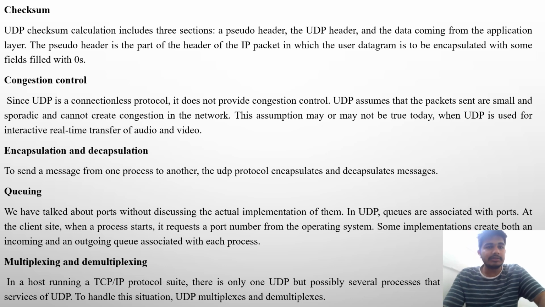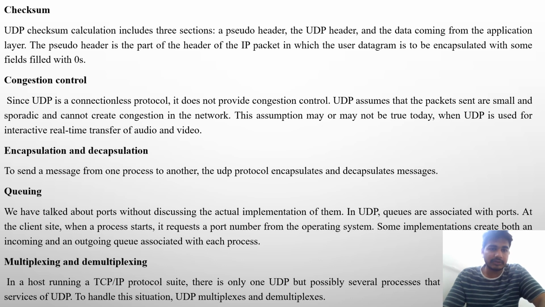Congestion control. Since UDP is a connectionless protocol, it does not provide congestion control. UDP assumes that the packets sent are small and sporadic and cannot create congestion in the network. The assumption may or may not be true today, when UDP is used for interactive real-time transfer of audio and video.